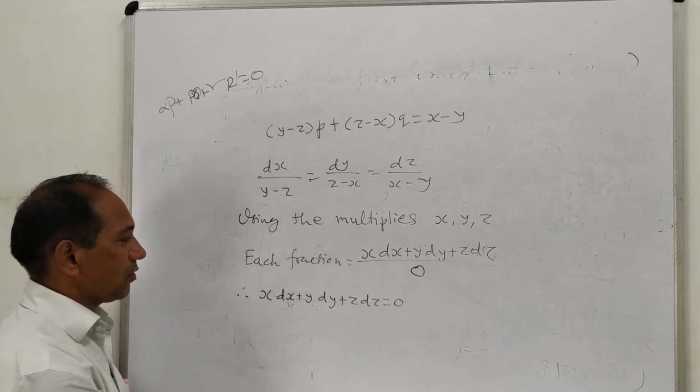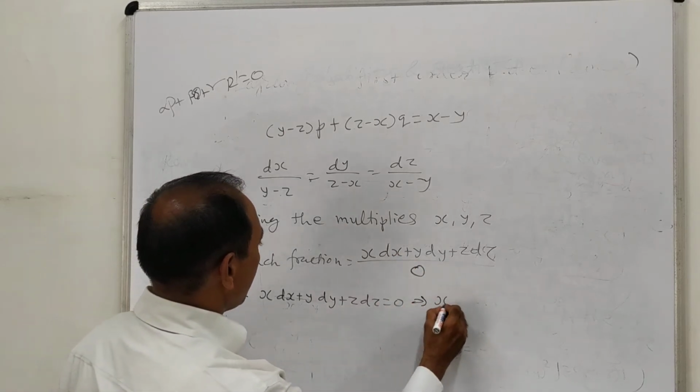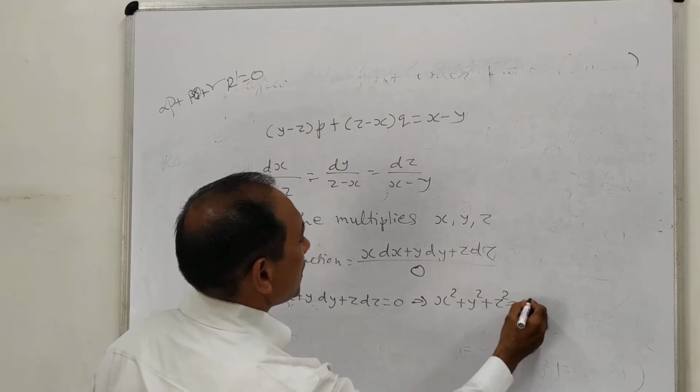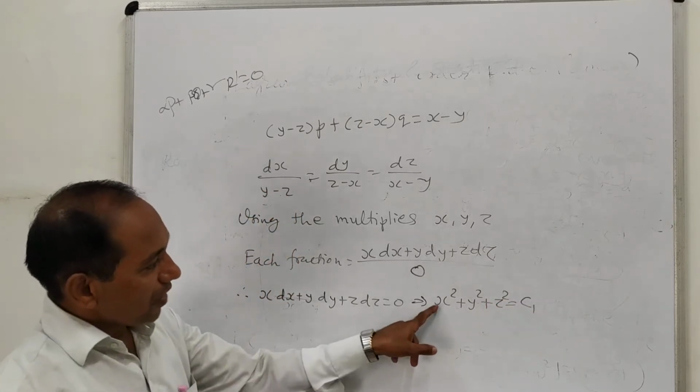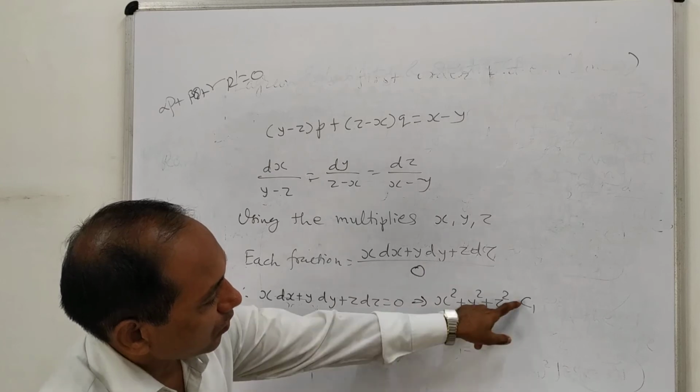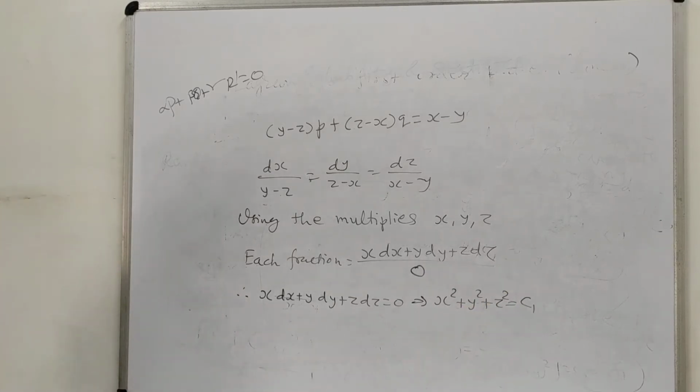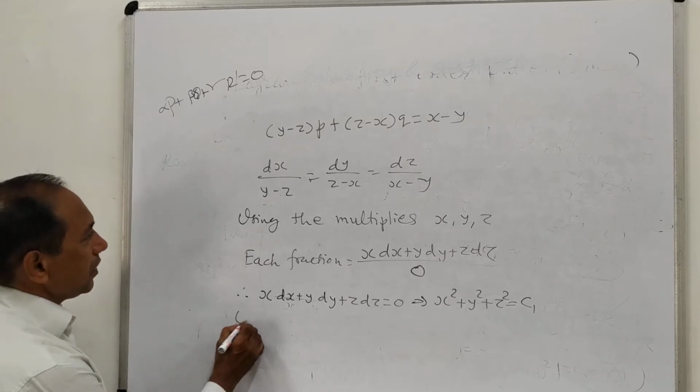We consider the numerator equal to 0, and integrating this we get x square by 2 plus y square by 2 plus z square by 2 equal to c1. Here the 2 I have not written because it is everywhere. So 2 into some constant is again one constant. So I will merge the 2 into c1.